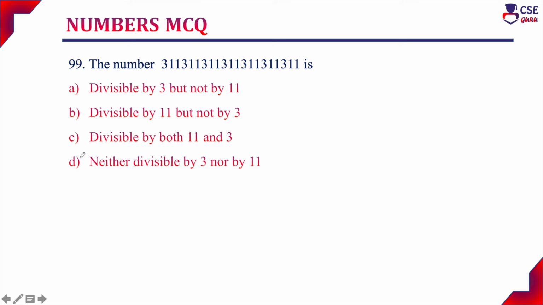Next, problem number 99. The number is 311,311,311, that is, it is repeated 7 times. And we need to check divisibility by 3 and 11 here. For divisibility by 3, the sum of the digits should be divisible by 3. The sum of the digits is 35. Is it divisible by 3? No, it is not divisible by 3.